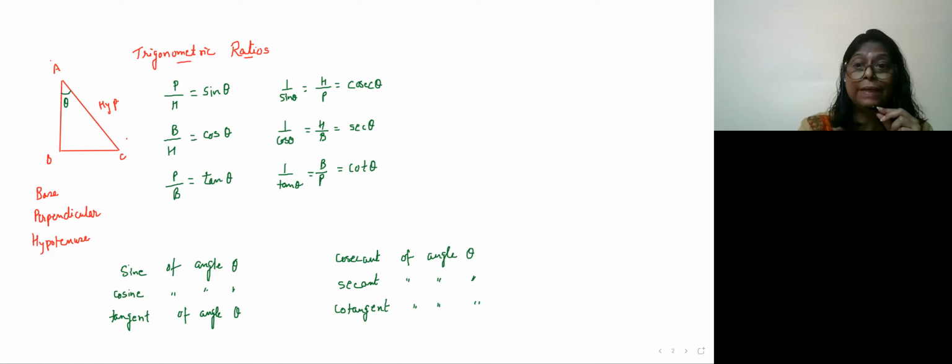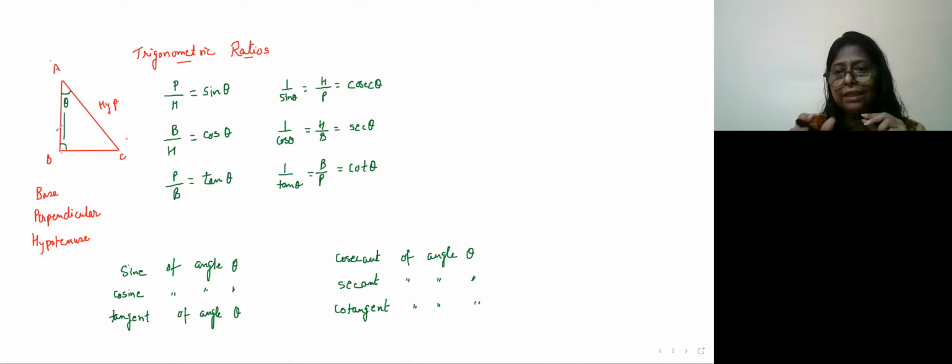Now, how do the base and perpendicular keep changing? Here we have taken angle theta. Very simple. This is 90 degree and the theta. The side where 90 degree and the theta both lie, that will be your base, and obviously this will be your perpendicular, right?